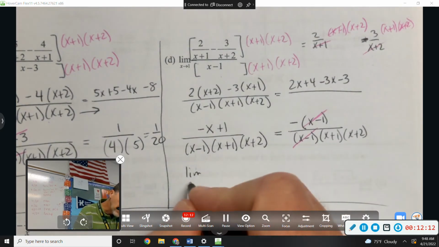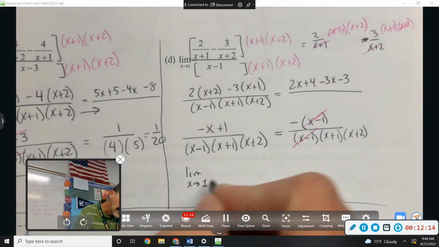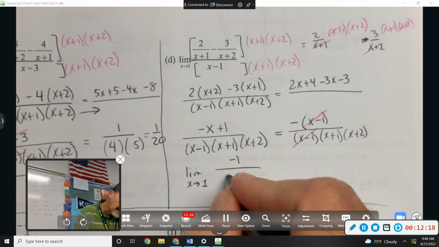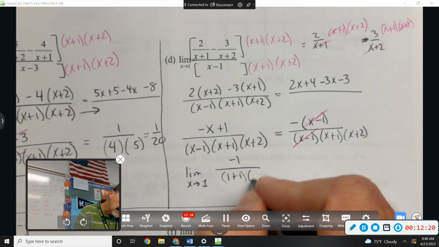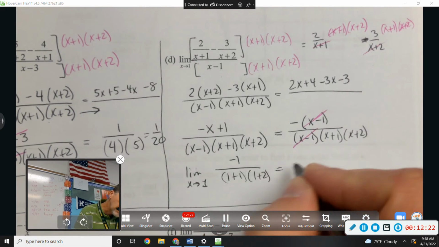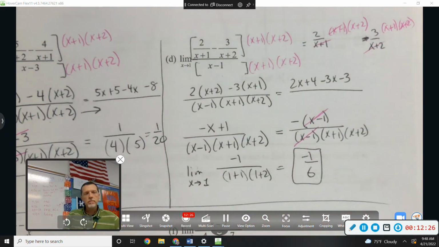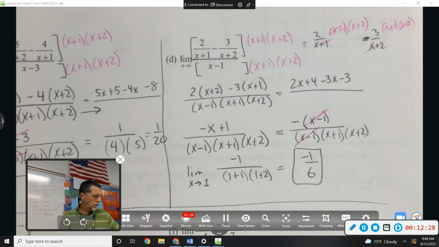So not quite done with this problem, but almost there. Just plug in a 1 to what's left. 1 plus 1 and 1 plus 2, so that would be -1/6. Algebra, algebra, algebra, algebra.